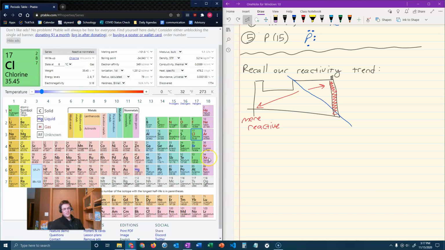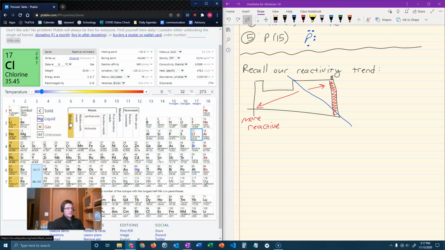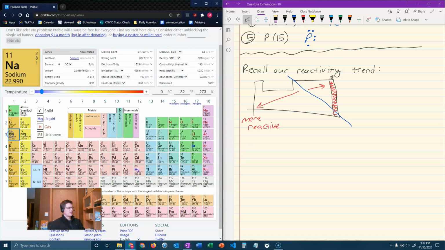And they're right next to the noble gases. Alkali metals, you might think, well, those are as far away as you can get from the noble gases, but really, no, they're not. They're only one step away. Look at sodium, for example.